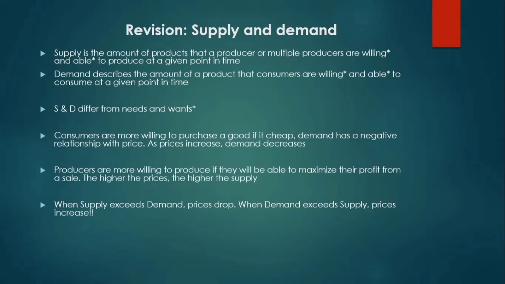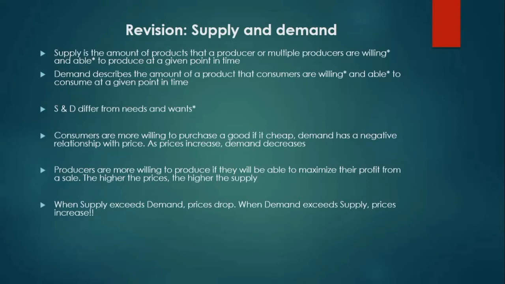Producers are more willing to produce if they are able to maximize their profit on a sale. Thus, the higher the prices of goods, the higher the supply. I'll make an example with a notebook. If it costs you 5 rands to produce a single unit of a notebook, you are going to be more willing to produce that notebook if the market price was 90 rands over when it was 20 rands, because when it is 90 rands, your profits are going to be higher, right?